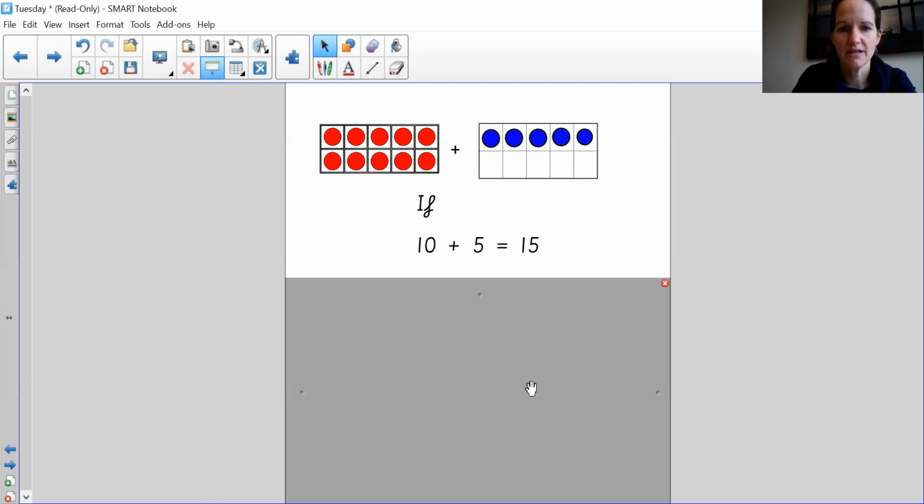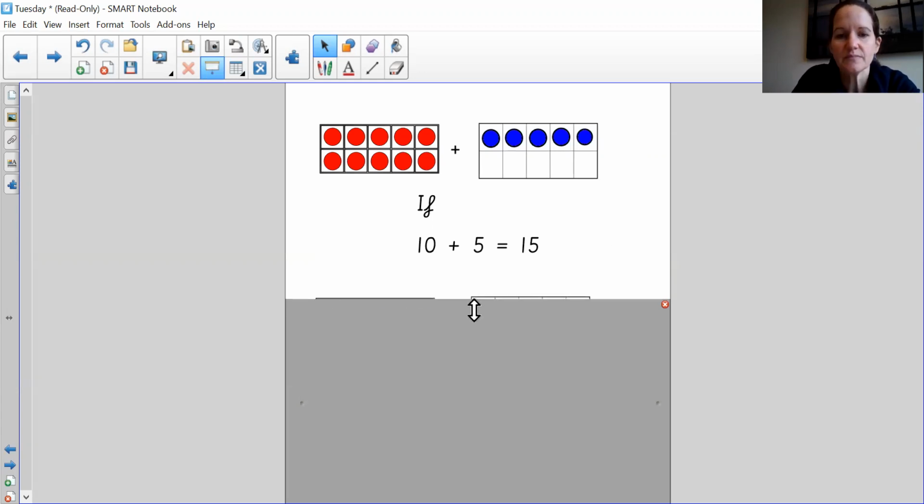So here I have 10 plus 5. Here I have my tens frame, and then I have 5 ones. 1, 2, 3, 4, 5. So if I was to add this 10 plus 5, I'd put 10 in my head and add 5 more. 11, 12, 13, 14, 15. So I know 10 plus 5 equals 15.